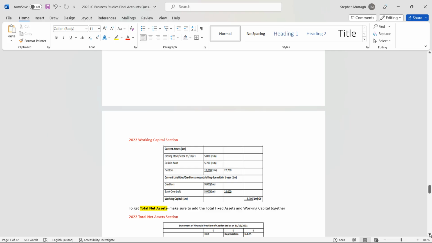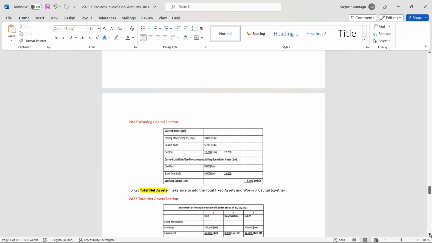Your next heading is your current liabilities or creditors falling due within a year. And then you've got creditors and bank overdraft. You add those up, then you get 14,000. And to get the working capital, it's 22,700 minus 14,000, which is 8,700. So working capital is always current assets minus current liabilities, or creditors falling due within a year.